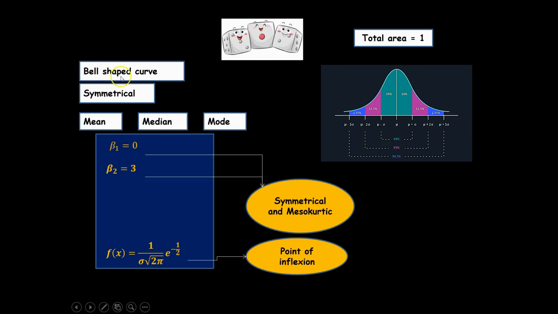For that, the first thing is, if we have a bell-shaped curve, then we can say it's a normal distribution. Or we can say if a curve is symmetrical, that means mean, median and mode coincide here, then there's clear evidence that it follows a normal distribution. And if the total area is equal to 1, this is one of the properties, that total area under this curve is one.